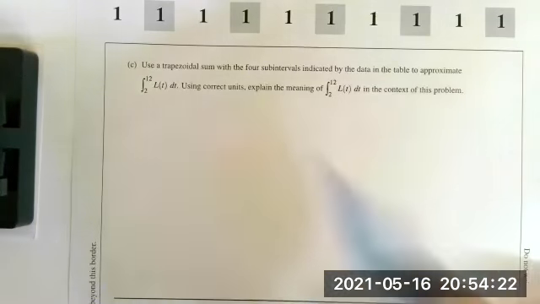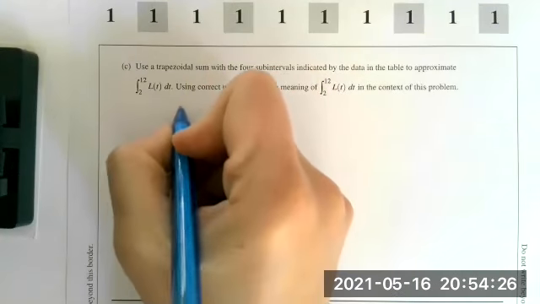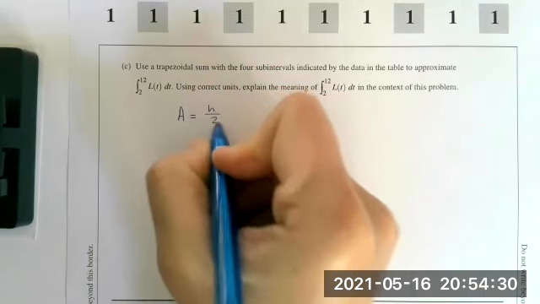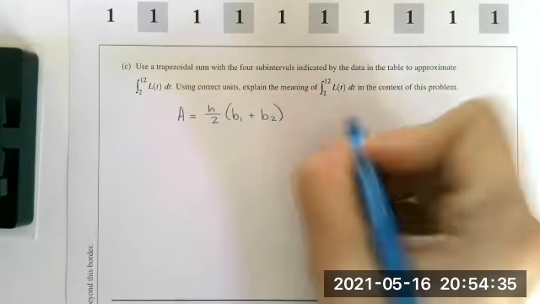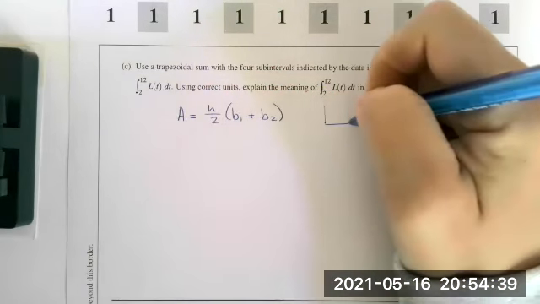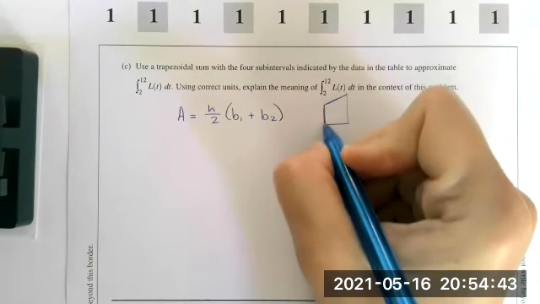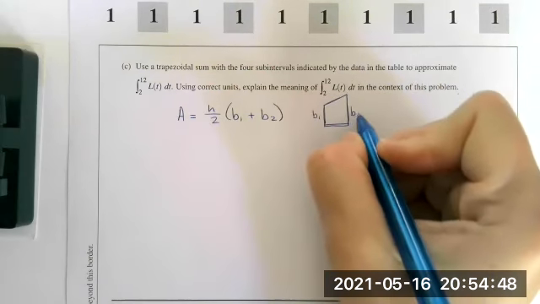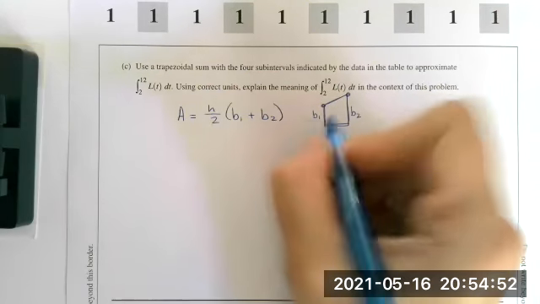Okay, part C, use a trapezoidal sum. Oh, how fun. Let's first make sure we have the correct formula for a trapezoidal sum. That is height divided by 2 times the sum of the 2 bases. Now, here's the catch. In calculus, our trapezoids look sideways. In calculus, our trapezoids look like this, where our 2 bases are actually vertical bases, b1 and b2. Those are the y values of the function.